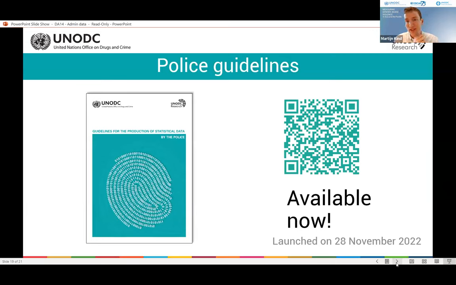If you want to see the police guidelines, they are available now. Please use the QR code and have a look. And I think that's it from my side because I am out of time.